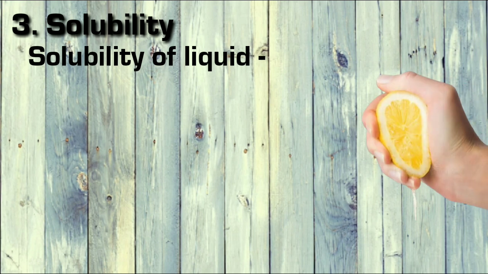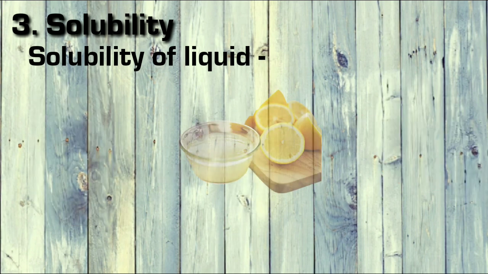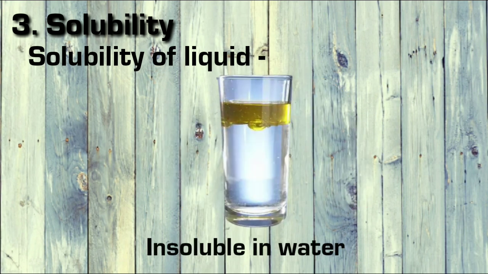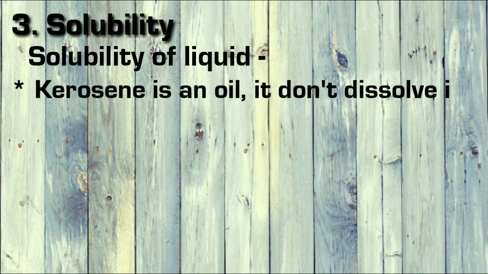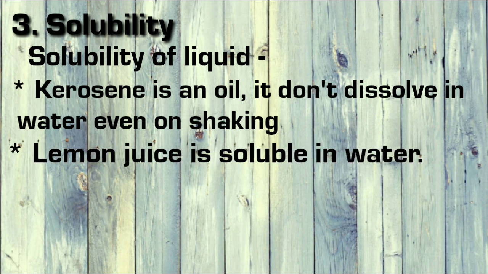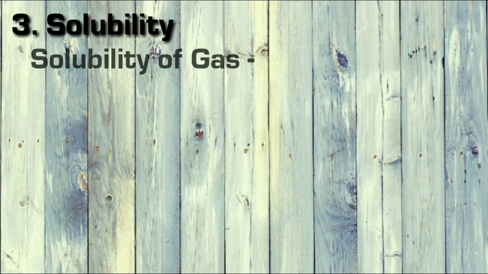Then come to liquid. How can we know whether a liquid dissolves in water or not, which is also a liquid? If we add lemon juice and kerosene into different glasses of water, you can see lemon juice is dissolving in water and kerosene is not dissolving in water because kerosene is an oil. It does not dissolve in water even on shaking. Here we can say lemon juice is soluble in water and kerosene is insoluble in water.